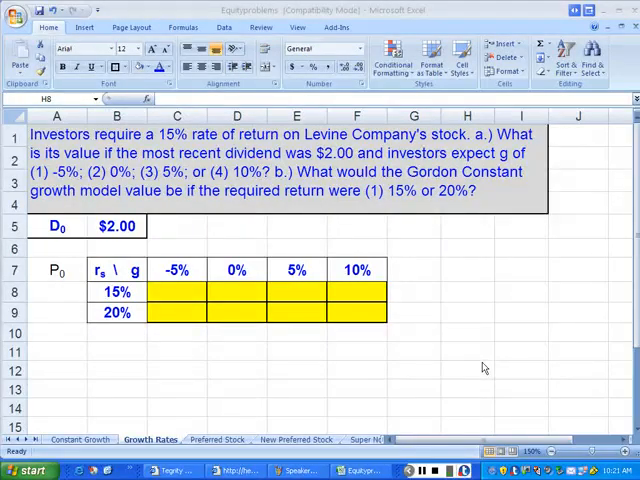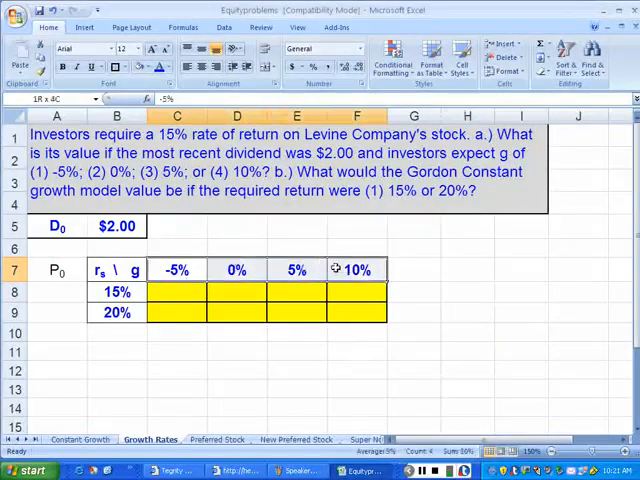This is an application of the Gordon constant growth model, trying to demonstrate what happens for various interest rates in terms of what you would expect to see with the price, and additionally what happens for various discount rates. What kind of effect do these things have?